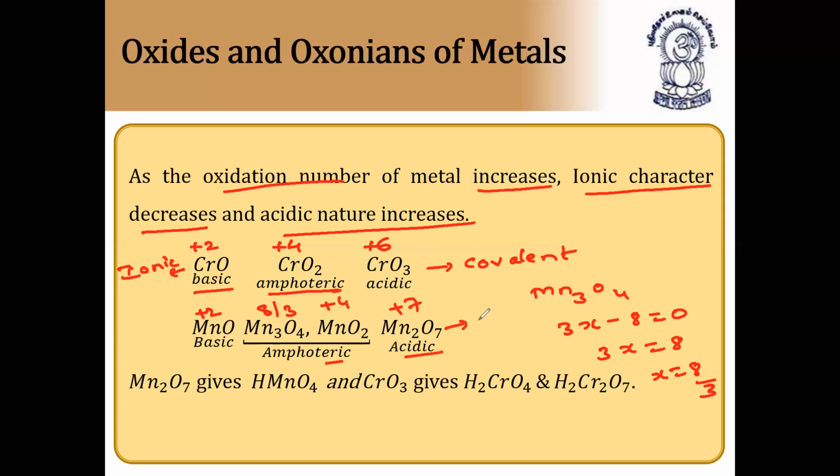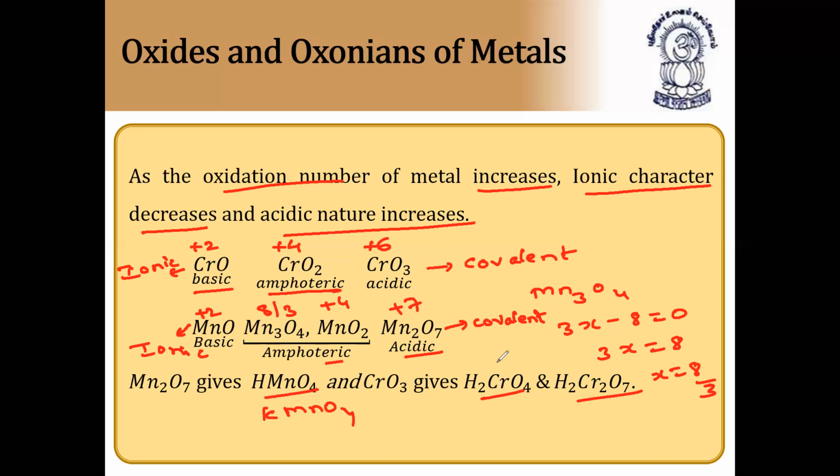So this is covalent in nature, whereas this is ionic in nature. Basic oxides are ionic and acidic oxides are covalent. Amphoteric oxides have partial ionic and partial covalent character. Mn2O7 gives HMnO4, that is KMnO4, and CrO3 gives H2CrO4 and H2Cr2O7 on reaction with acids. So this is the nature of oxides and oxoanions of metals.